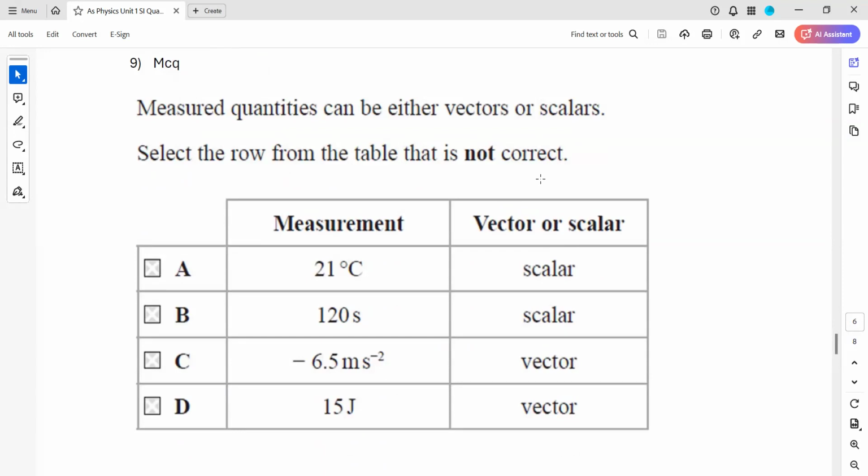Measured quantities can either be scalar or vector. Select a row from the table which is not correct. 21 degrees, which is a temperature. The temperature is a scalar quantity because it does not have a direction. Time, this is a time, so time is a scalar. This is meter per second squared, which is acceleration, it's a vector. Joules, energy or work, it is not a vector, it is a scalar quantity.